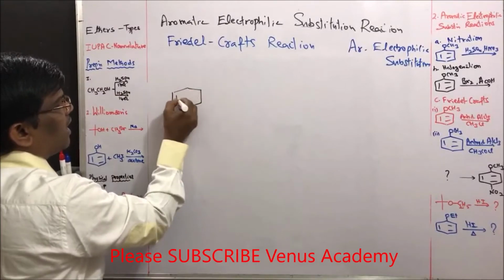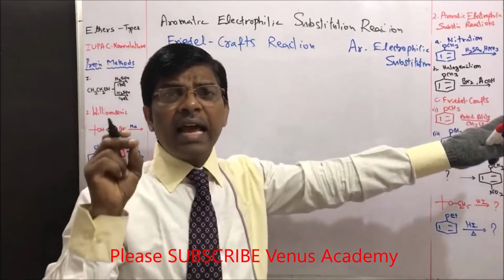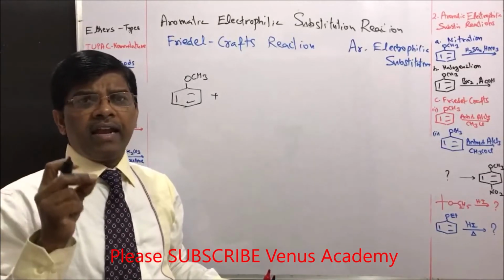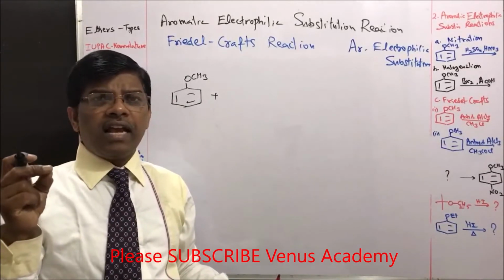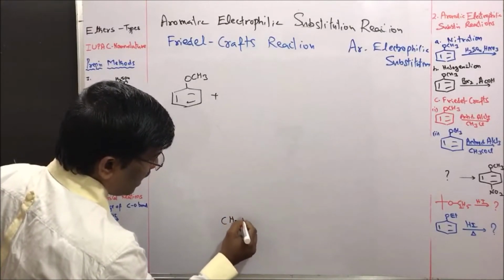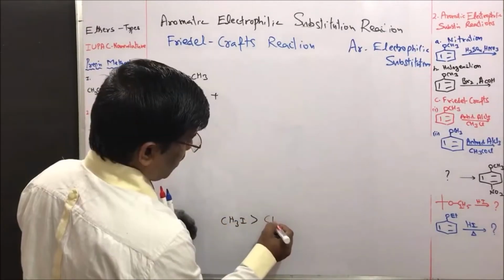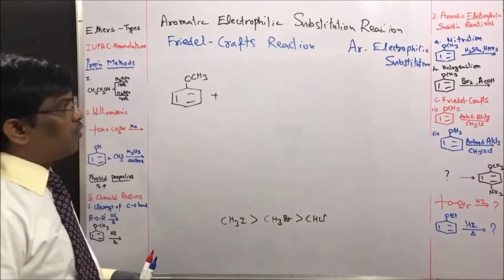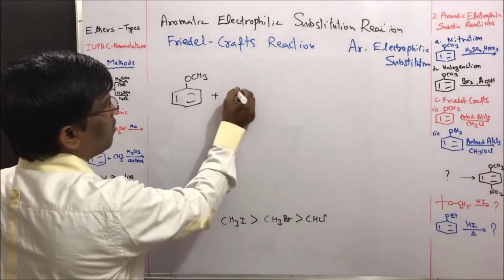Let us take anisole plus alkyl halide. It can be bromide, chloride or iodide. Under Friedel-Crafts alkylation, iodides give better yields, for example methyl iodide, compared to methyl bromide and methyl chloride. So which one am I going to use? Methyl bromide.